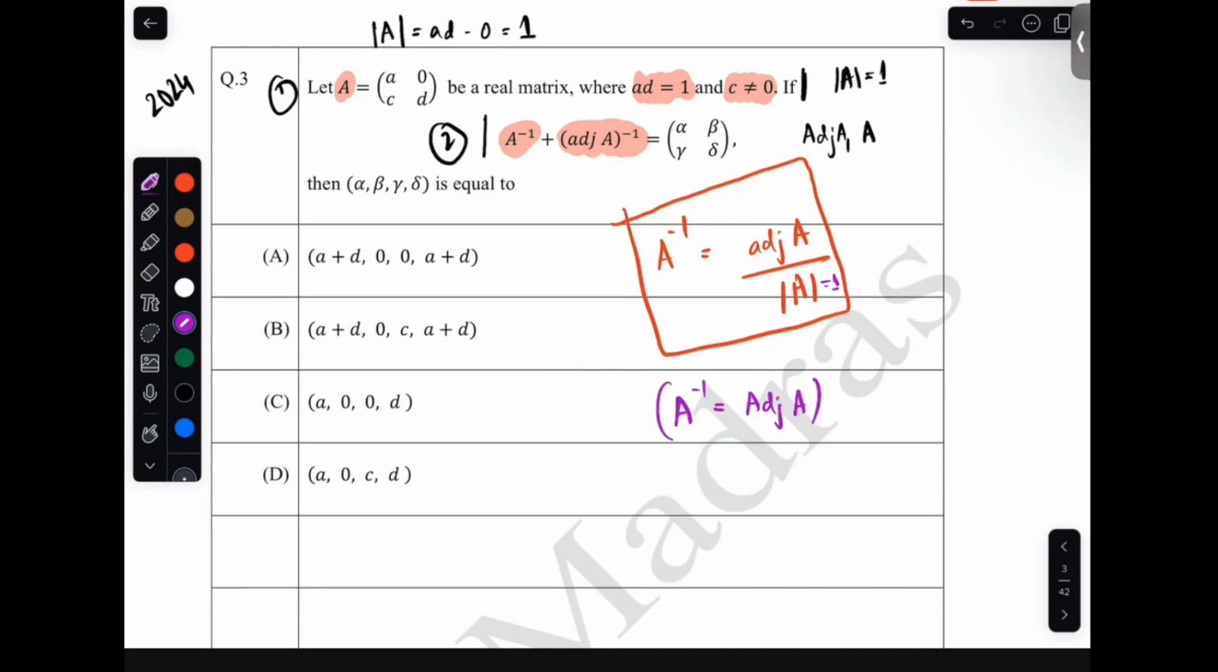Okay, so the first statement gives an idea about the value of the determinant. And the second information invokes the idea of the relationship between A and adjoint of A. And we know that the relationship here is the following. It's general, not just here. That A inverse is equal to adjoint of A. So now let's put that back into the equation. So what do we get? So let's make it a bit clear.